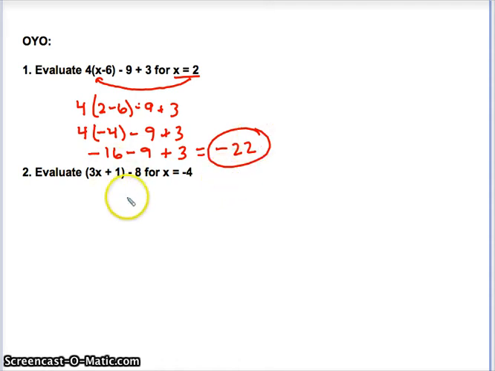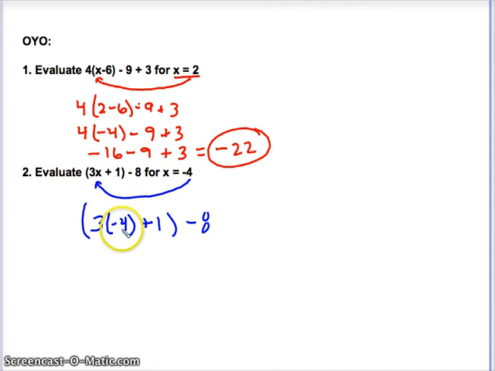All right, let's see how you did on number 2. We'll change up the color so we can see a little better. All right, plugging in -4 for x. So I'll rewrite with -4 instead of x. 3 times -4 plus 1. We're doing all that first before I subtract 8.